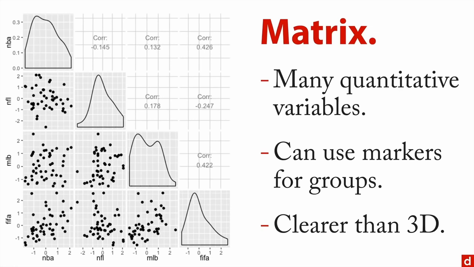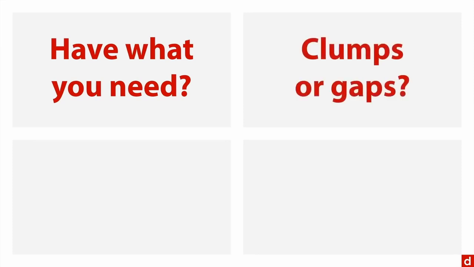Truthfully, this for me is a much easier kind of chart to read and get the richness that we need from a multidimensional display. So the questions you're trying to answer overall are, number one, do you have what you need? Do you have the variables you need? Do you have the variability that you need?